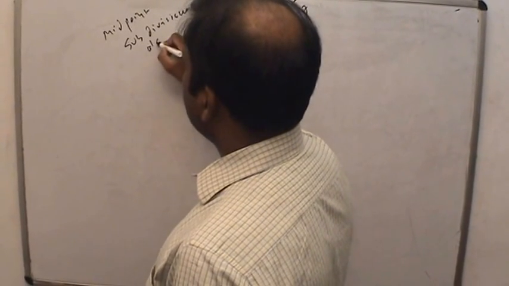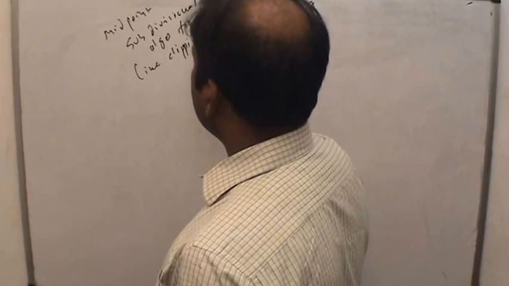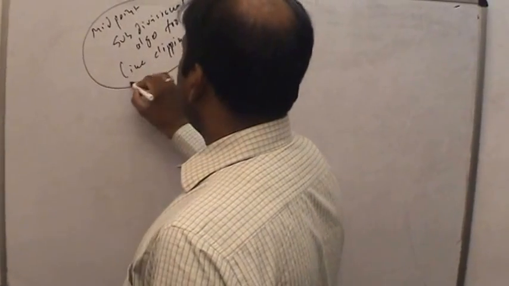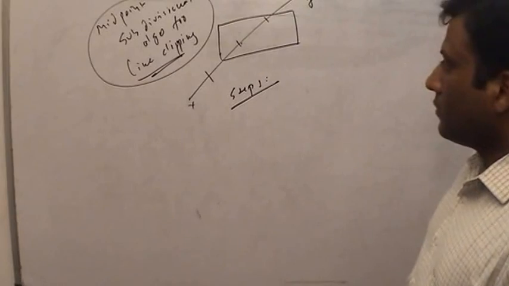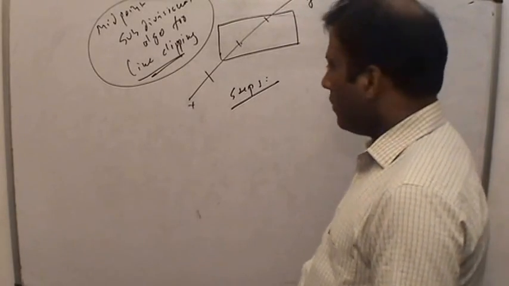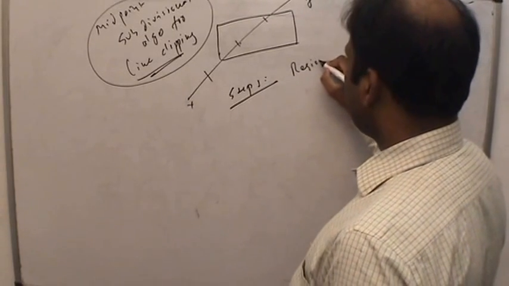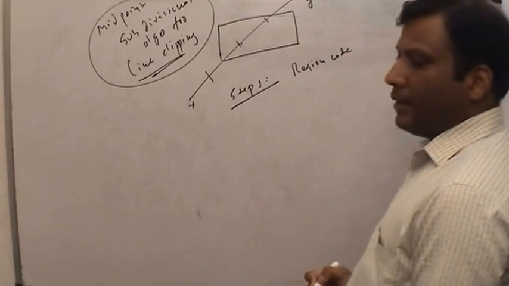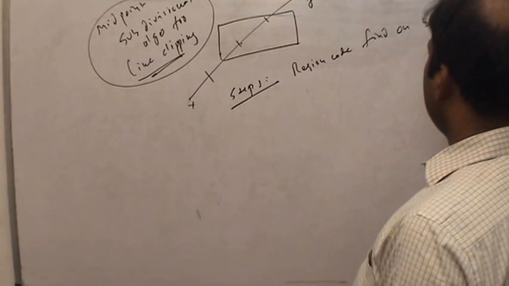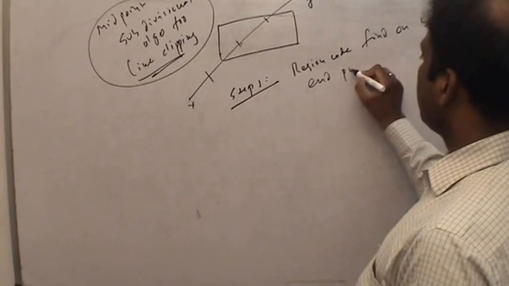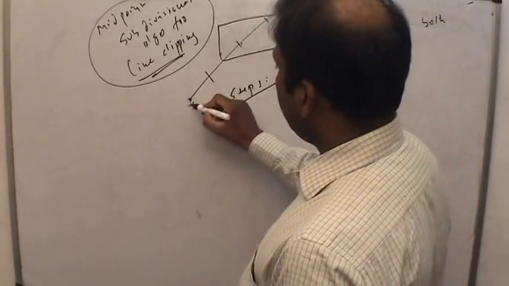This is the midpoint subdivision algorithm for line clipping. This is the topic. How can we clip the line according to the midpoint subdivision algorithm? Then we have to follow some steps. Like first, we have to find the region code on both endpoints. We have to find the region code of both endpoints.